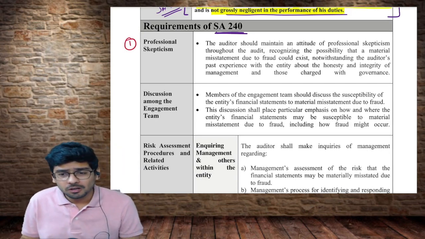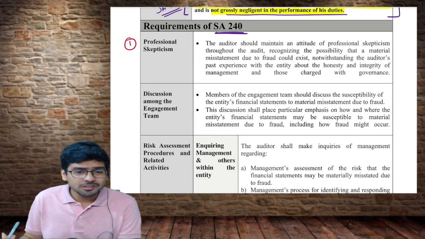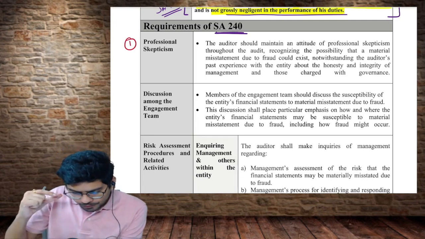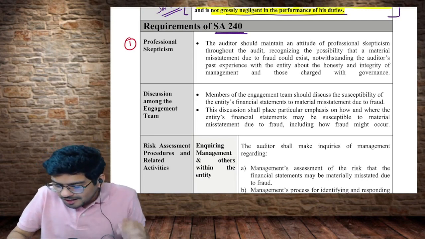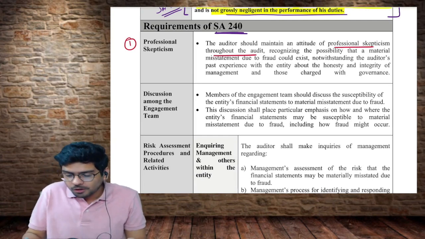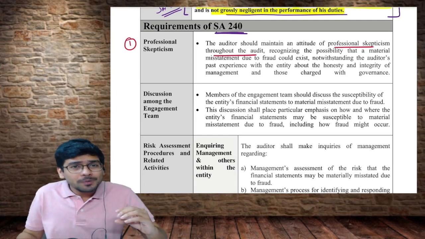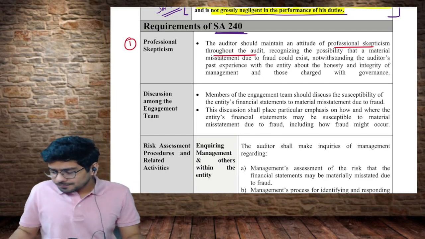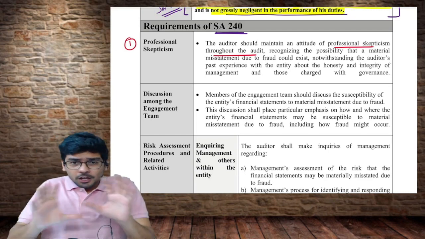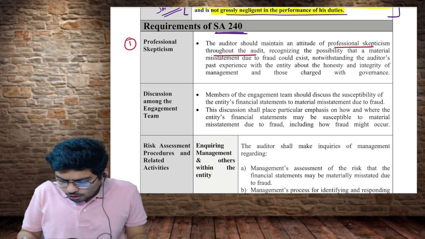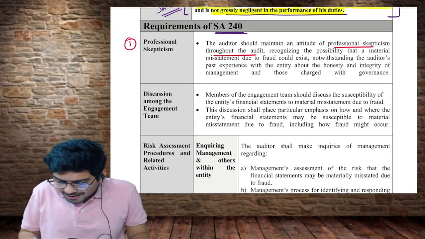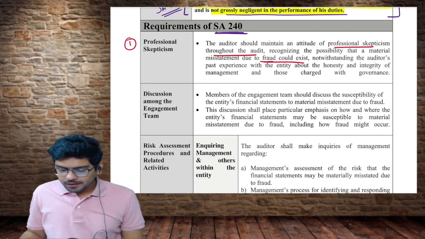Do you agree with this or not? We covered the concept of professional skepticism in SA 200. So here also the first requirement of SA 240 says the auditor should maintain an attitude of professional skepticism throughout the audit, recognizing he should be alert, he should be vigilant specifically towards fraud. So he should maintain an attitude of professional skepticism throughout the audit, recognizing the possibility that a material misstatement due to fraud could exist.